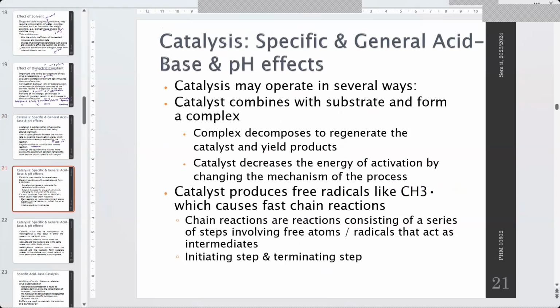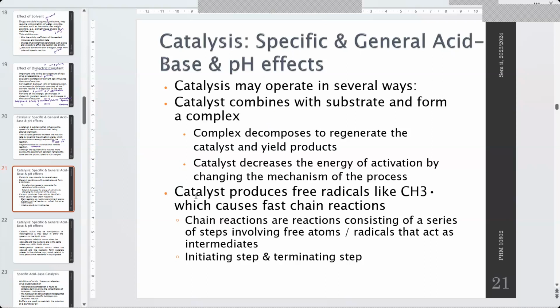When you do the reaction, you want to get some compounds, you are making reactions in industry to form certain compounds, then it will save time for you. But when it comes to degradation, it's not good because it will increase the degradation rate and reduce the shelf life. Okay. How catalysts work? It may form a complex with the substrate, with the drug, and then this complex will decompose to regenerate the catalyst and yield the product.